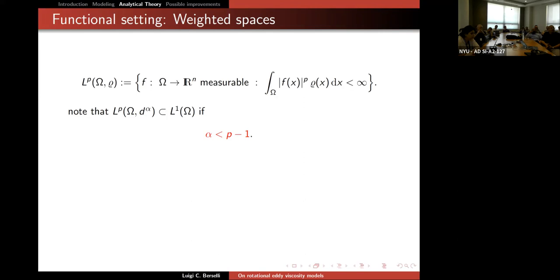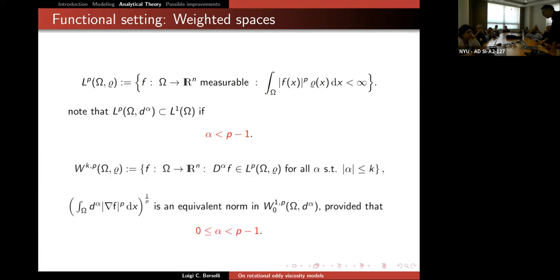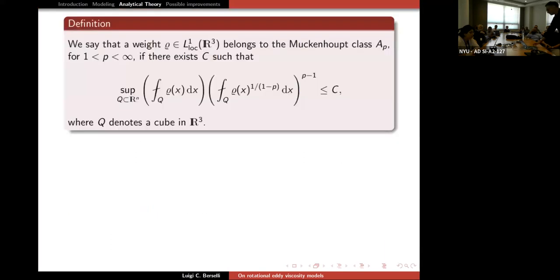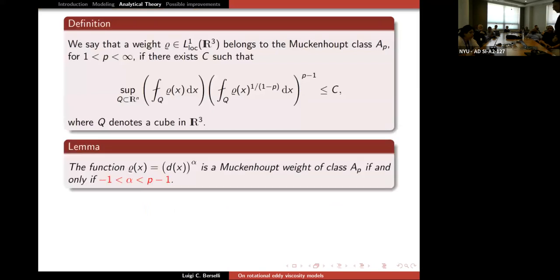So if you want to work with standard distributions, you need alpha smaller than p minus 1. Then the other property is that in W^{1,p}_0, you can consider this as an equivalent norm, again only if alpha is smaller than p minus 1. So the Poincare inequality still requires this limitation on the exponent. In fact, all the properties come from this Muckenhoupt class, and practically if the weight that you put in your vector space is d to the power alpha, and if the domain is at least Lipschitz, then this requires that alpha must be smaller than p minus 1.